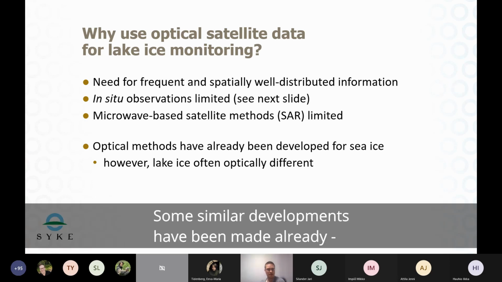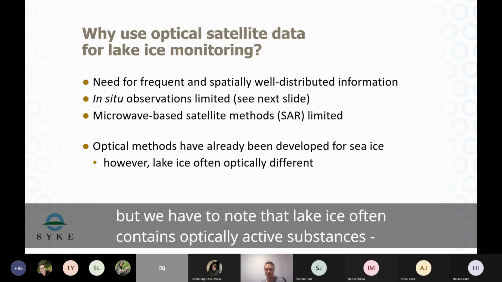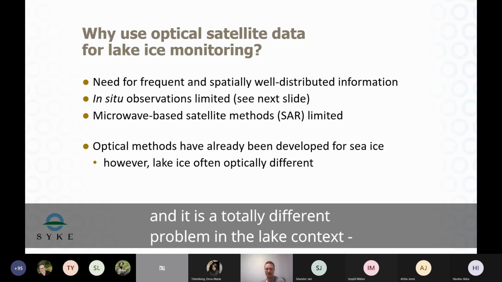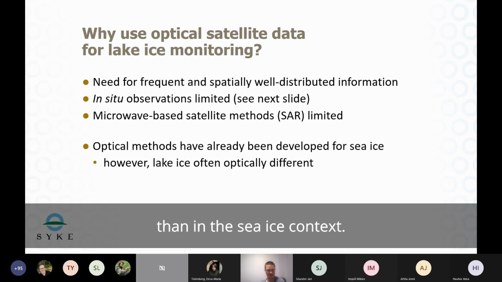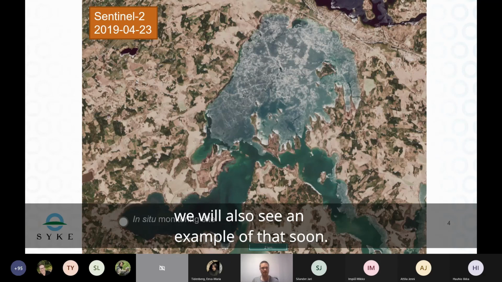And some similar developments have been made already in sea ice interpretation, but we have to note that lake ice often contains optically active substances such as humus or turbid substances, and it is a totally different problem in the lake context than in the sea ice context. And we shall also see an example of that soon.